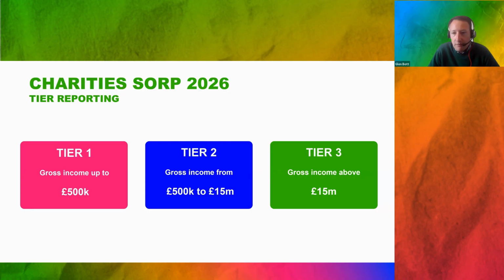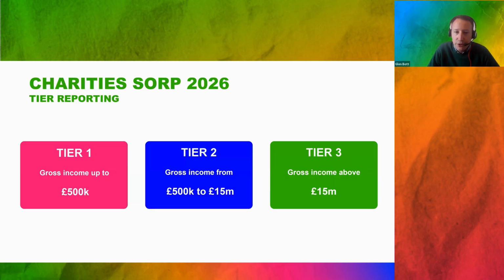And by gross income, they ultimately mean the total income and resources of the charity during that financial period. So ultimately the total income that you're showing in your statement of financial activities for the year. This is the sole measure that they use in defining the size from the tier reporting point of view. So it doesn't matter how big your balance sheet is or how little your balance sheet is. It's very much this gross income figure that will decide it.